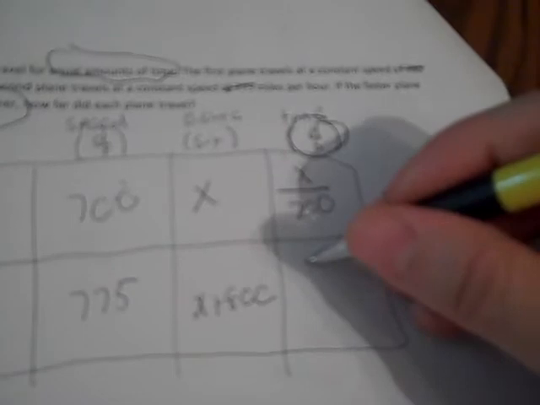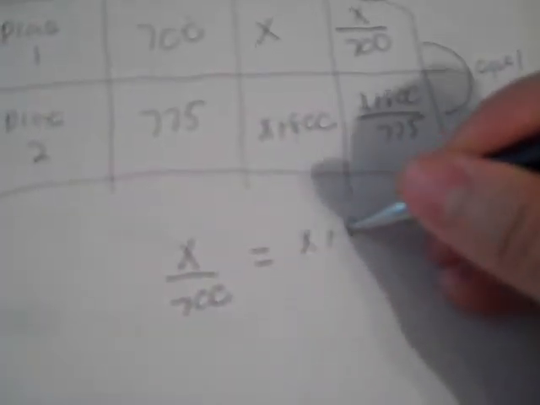Now, it appears we are out of values, so I need to use the distance over speed. The distance for this plane is represented by X, and the speed is 700. The distance for this plane is X plus 800, and the speed is 775. You know that they travel for equal amounts of time, so you know that these expressions are equal. X over 700 equals X plus 800 over 775. Now you've got to find the X value.